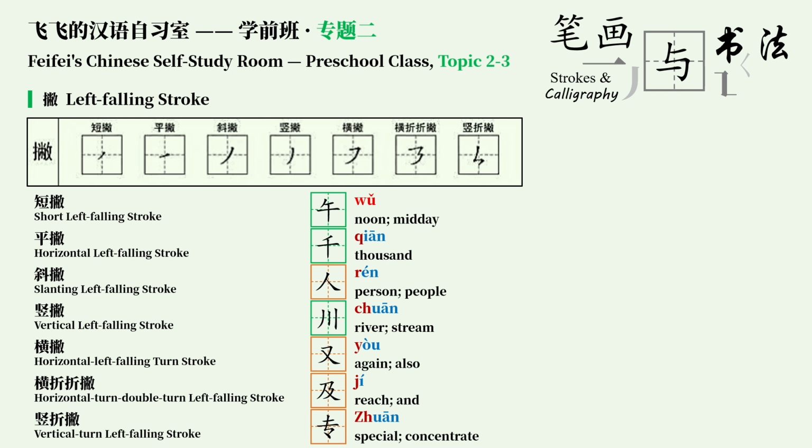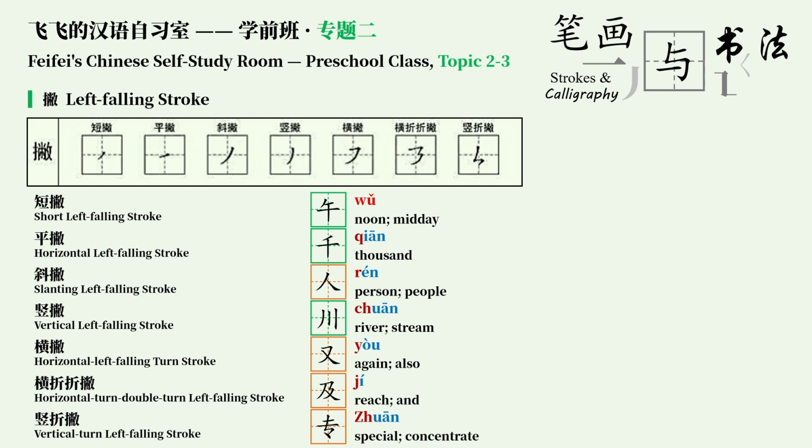Example character 专, meaning special, concentrate. The last stroke of this character is the 点 dot stroke, which we will learn later.